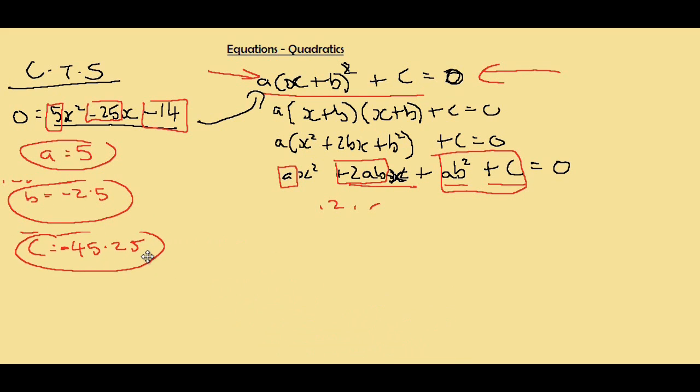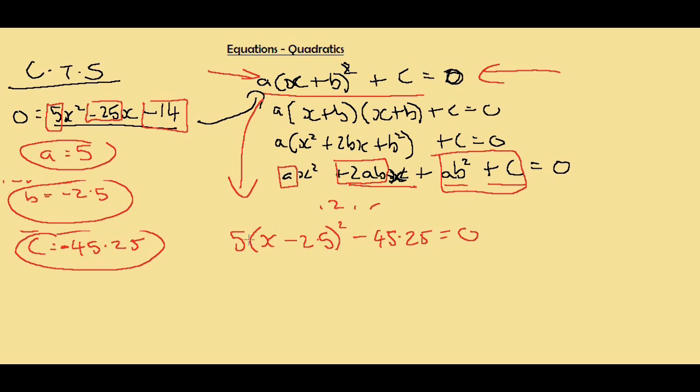Okay, and now we're going to take this format and just use the a's, b's and c's and work it out. So we've got 5 times (x plus minus 2.5) squared plus c, which was minus 45.25 equals 0. Now all we're going to do is solve for x by rearranging. So 5(x minus 2.5) squared equals 45.25, just moving that over.